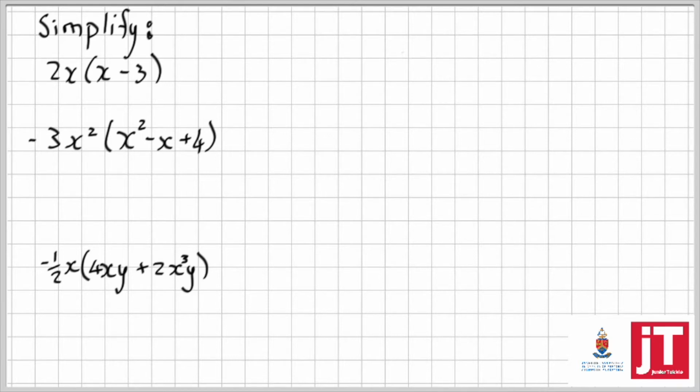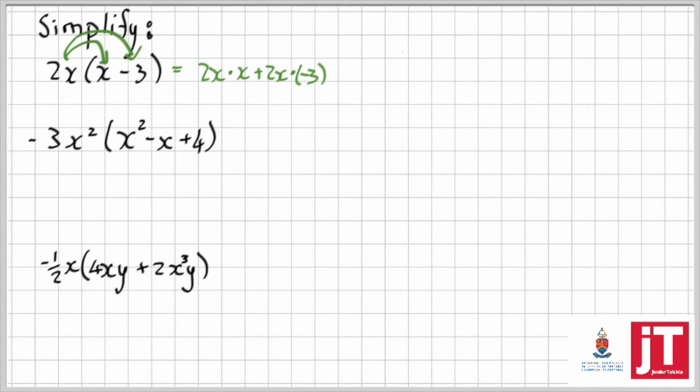Let's start with the first one, 2x times by x minus 3. If I look at this specific sum, I'm going to distribute the 2x into the bracket. So I'm saying 2x times by x, and I'm saying 2x times by negative 3.